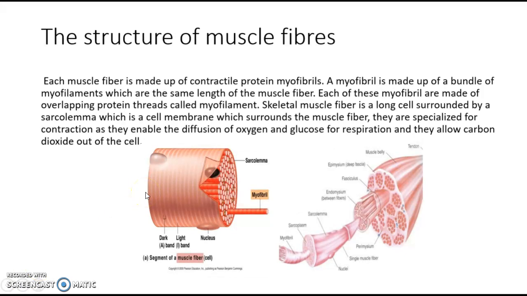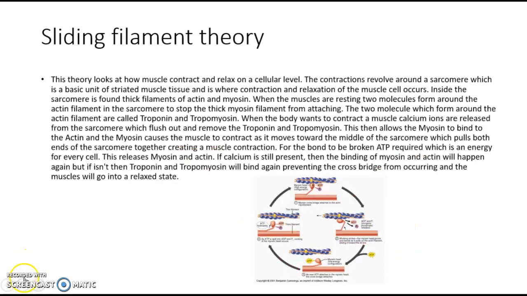So, the structure of muscle fibers. Each muscle fiber is made up of contractile protein myofibrils. A myofibril is made up of a bundle of myofilaments, which is the same length as the muscle fiber. Each of these myofibrils is made up of overlapping protein threads called myofilaments. Skeletal muscle fiber is a long cell surrounded by a sarcolemma, which is a cell membrane that surrounds a muscle fiber. They're specialized for contraction as they enable the diffusion of oxygen and glucose for respiration, and they allow carbon dioxide out of the cell.